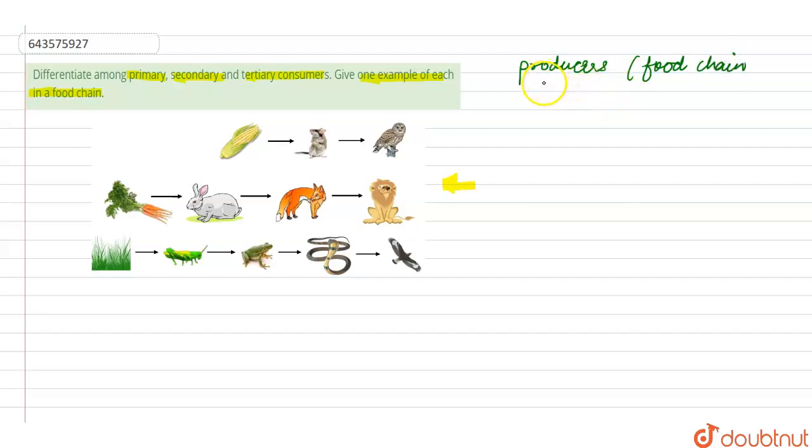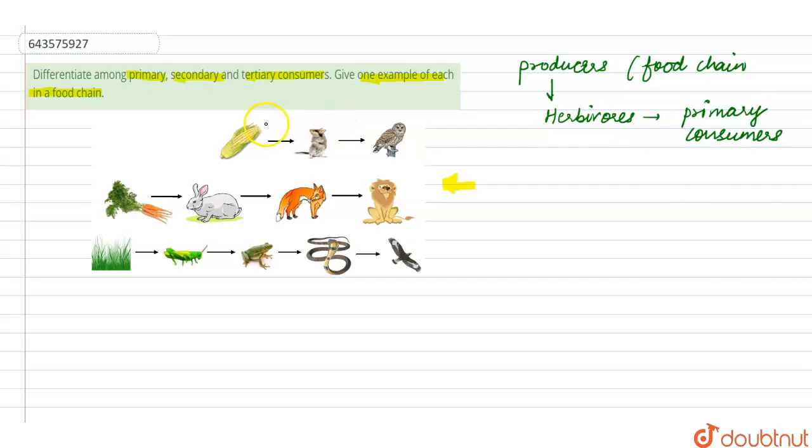In this case we see that they convert the radiant energy of the sun into the bond energy of the ATP molecules, and these producers will be fed upon by another group of organisms which are called herbivores. Now these herbivores are also called primary consumers. So all the animals which feed directly on the plant diet are called primary consumers.